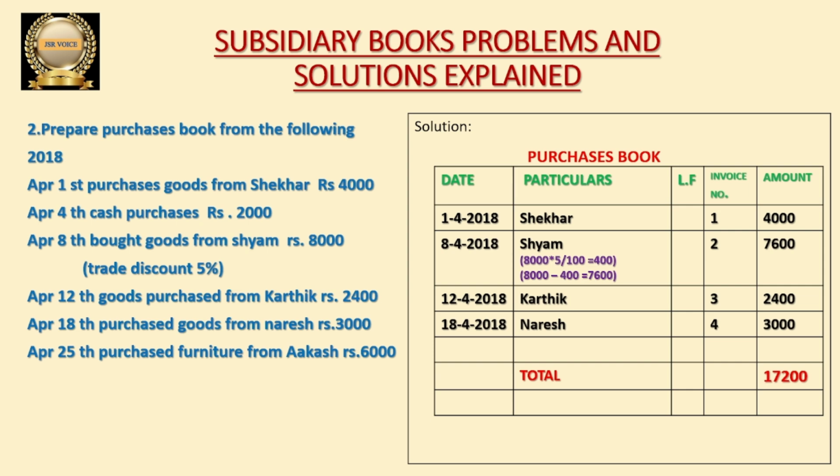I am going to do totals of this. You have to add all amounts whatever are appearing under amount column. If we add, we will get 17,200, and in particulars column mention total, write total straight to total. So that 17,200 is answer. Let us go and discuss next question.